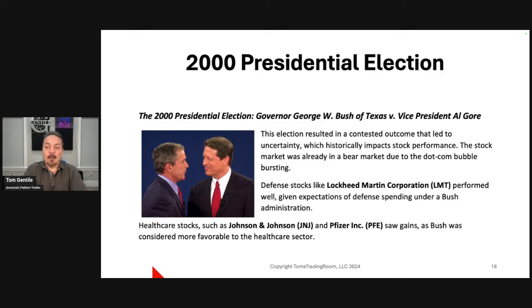So coming out of that election, defense stocks like Lockheed Martin did well. Also healthcare stocks. And a lot of that was because of the favorable consideration that Bush was giving to the healthcare sector.